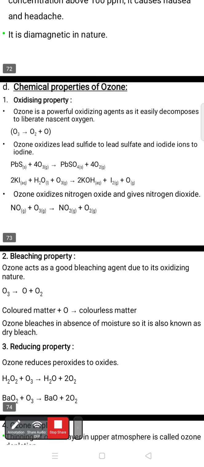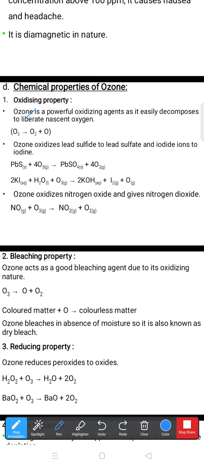In the chemical properties of ozone, first of all we'll see the oxidizing property. Ozone is a powerful oxidizing agent as it easily decomposes to liberate nascent oxygen. In the reaction, ozone gives oxygen plus nascent oxygen. Then ozone oxidizes lead sulfide to lead sulfate and iodide ions to iodine. PbS solid plus 4 O3 gas gives PbSO4 solid plus 4 O2 gas.